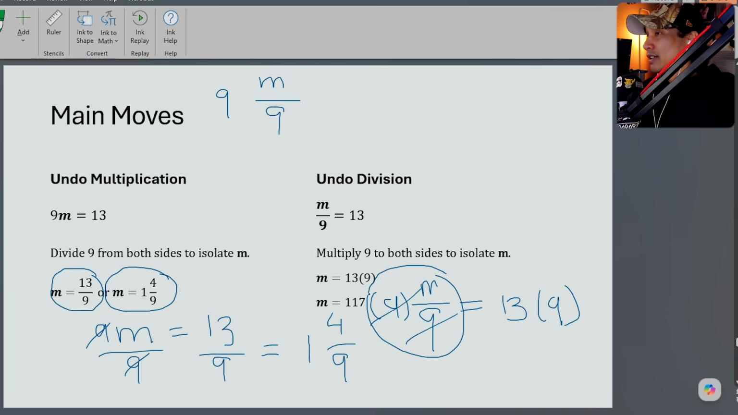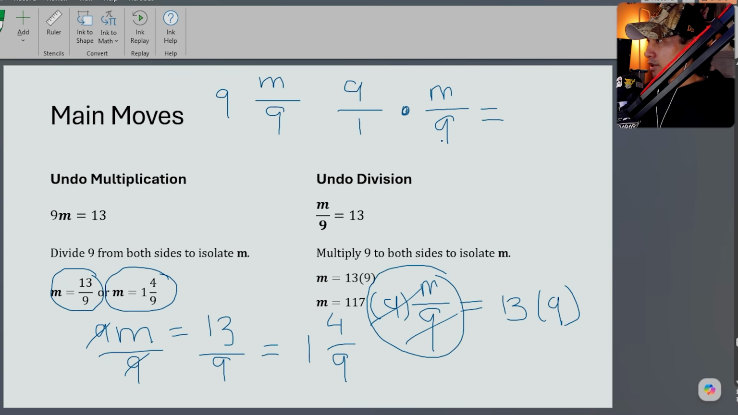Master Chief, okay? But this is what's happening. Well, we have this 9, and it's multiplied by m over 9, right? So we go 9, and then I'm going to just do this, okay? 9 over 1 times m over 9. Well, what does that equal, right?